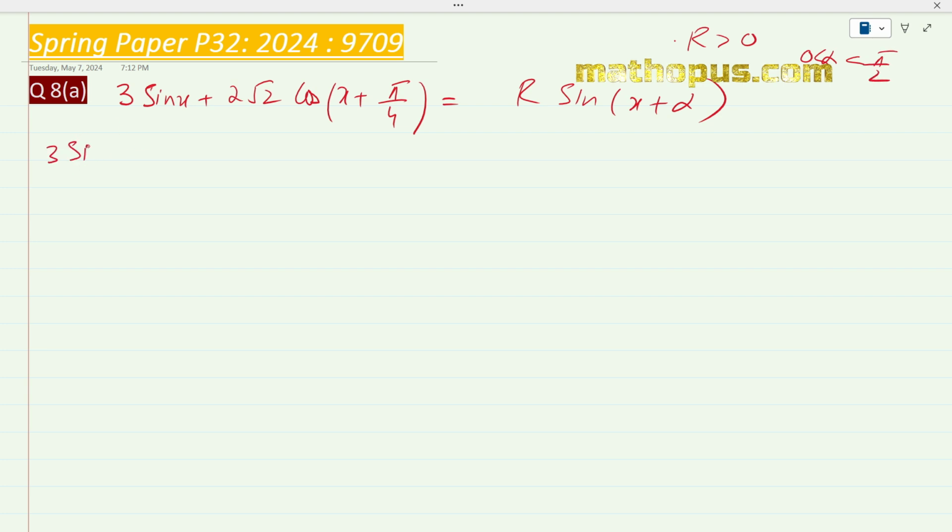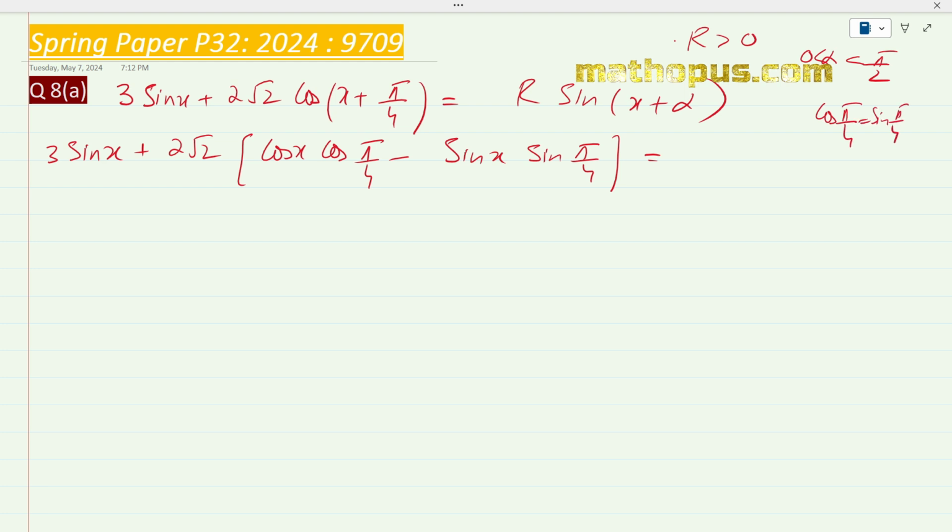So let's expand. First of all, let's simplify the left hand side. So 3 sin x plus 2 root 2 cos x plus pi over 4, using the formula cos a cos b minus sin a sin b. This equals R sin(x plus alpha). Okay, we know that cos pi over 4 and sin pi over 4 both are equal to 1 over root 2. So let's expand it. 2 multiplied by root 2 over root 2 becomes 2, so it would become 2 cos x minus 2 sin x, equals R sin(x plus alpha).